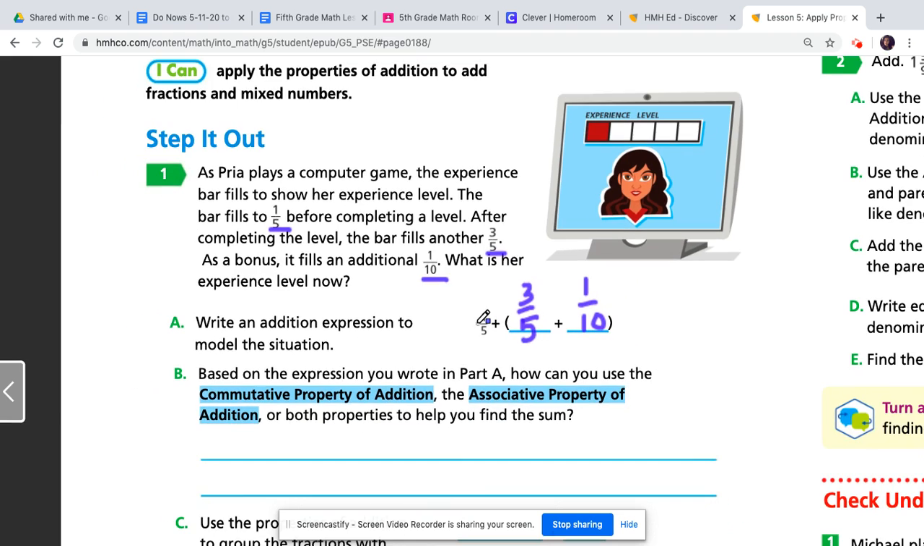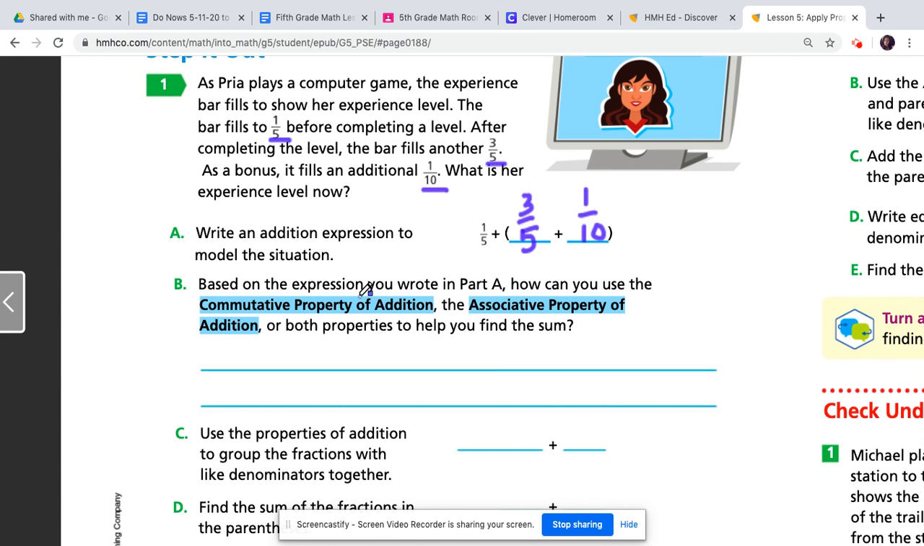Part B says, based on my expression from part A, it wants to know how I can use the commutative property of addition and the associative property of addition, or both properties, to help me find the sum. So I'm going to explain what the commutative and the associative properties are. The commutative property just means that I'm going to change the order of my numbers, in this case my fractions, so that the ones that have common denominators are next to each other.